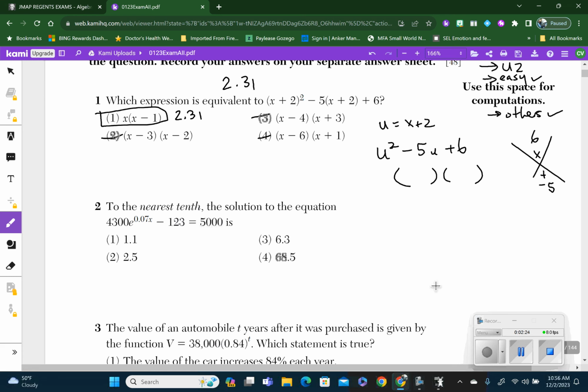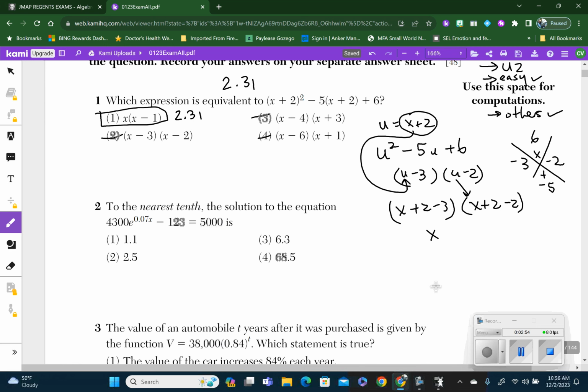So you should be able to come up with negative 3 and negative 2, right? That adds to give you negative 5 and multiplies to give you 6. So we have u minus 3 and u minus 2. And then now you can go back and plug in the original, right? So what was u equal to? It was equal to x plus 2. So I can do x plus 2 minus 3 in one, and x plus 2 minus 2 in the other. And so what are my two answers? I have x minus 1 and these cancel out, and then an x. I usually put the x in front, and that's exactly what choice 1 is.